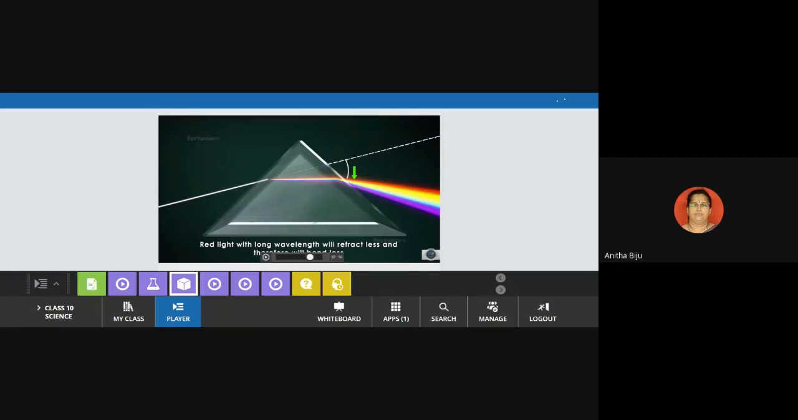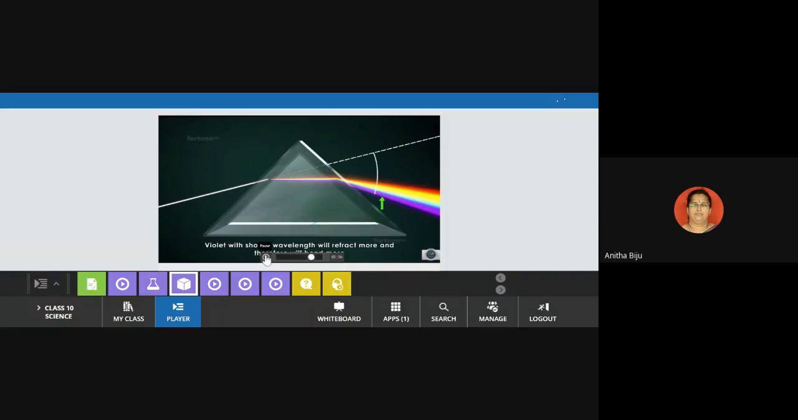See, all these points you have to write along with the red light. Which are the points? Red light will deviate least. What is the reason behind that? In red color the wavelength is maximum and the frequency is minimum. Since the frequency is minimum, the speed of that particular color is maximum inside the prism. So this is all related to red color. I think you understood the topic. It will bend less.